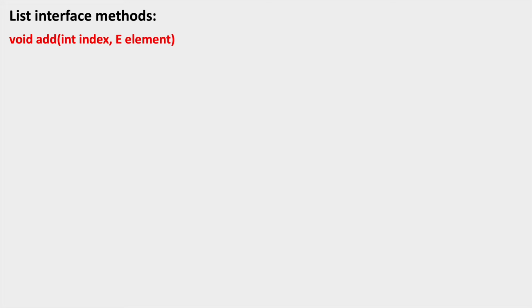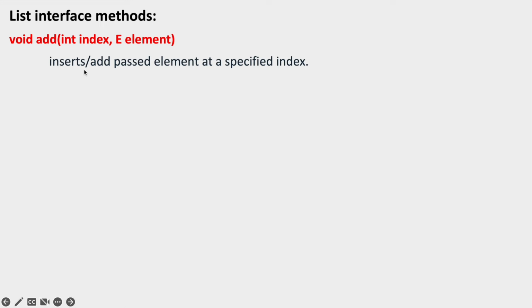Let us see them. Add method. Earlier we have seen that if you want to add any element or object, we have the add method. But here, if you want to add the element or object at a specified index, that time we will use this method. It inserts or adds the passed element at the specified index. So if you want to add the element or object at the specified index, we will use this list interface method, that is the add method.